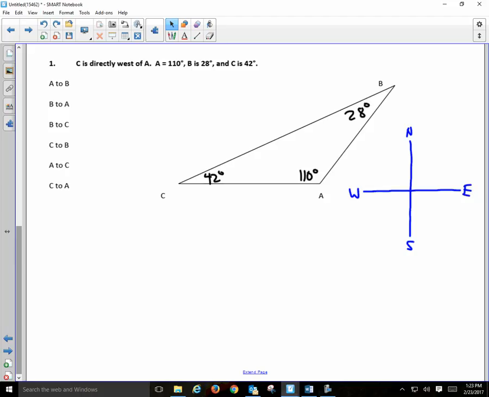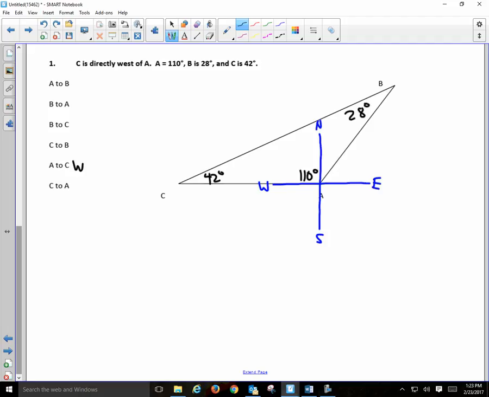All right, so I got north, east, south, and west. And here's what I'm going to do. I'm going to place myself at A. If I'm standing at A, what direction will I travel to get from A to C? You travel straight west. That is our directional bearing. I'm going to now give a numerical bearing. Between 0 and 360, what is the direction I travel? 270 degrees. Got it?